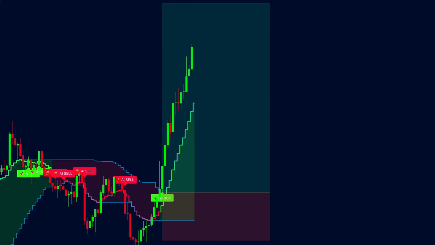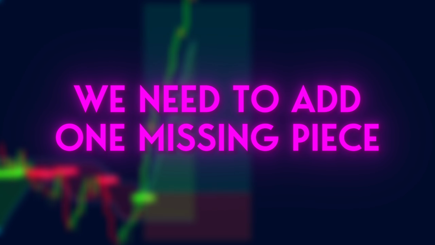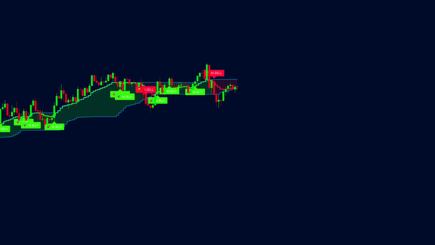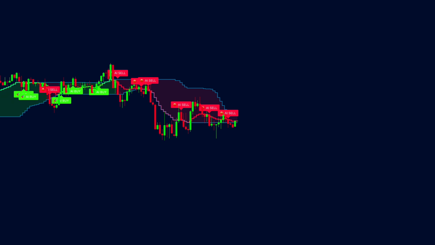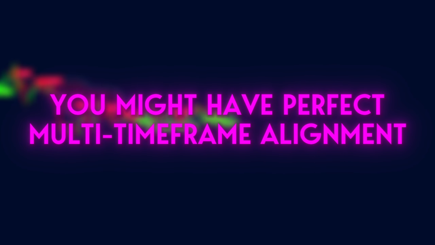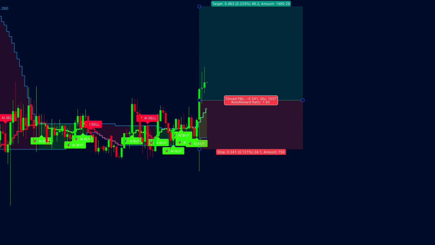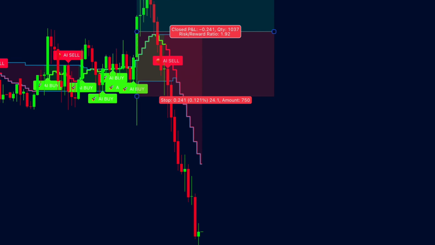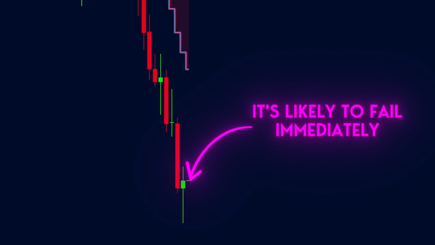But before we get into the strategy, we need to add one missing piece: volume confirmation. Because the truth is, using trend signals without volume is basically gambling. You might have perfect multi-time frame alignment, but if the breakout happens on weak volume, institutions aren't backing the move, and it's likely to fail immediately.